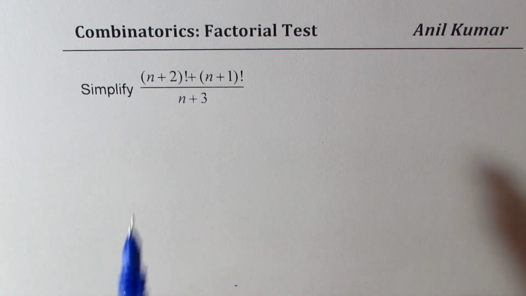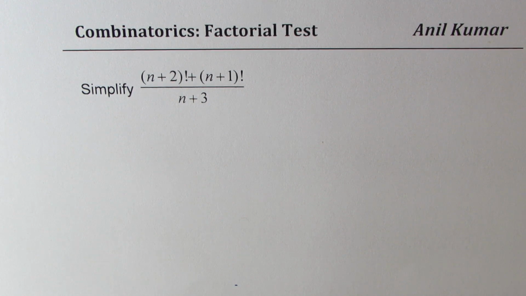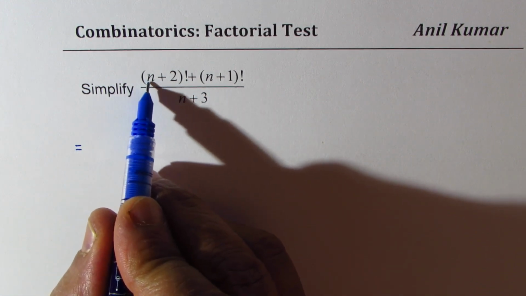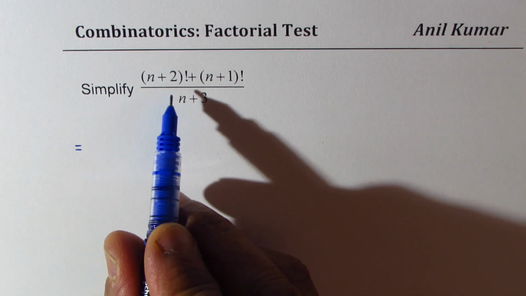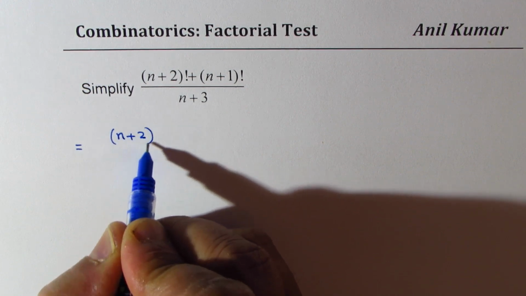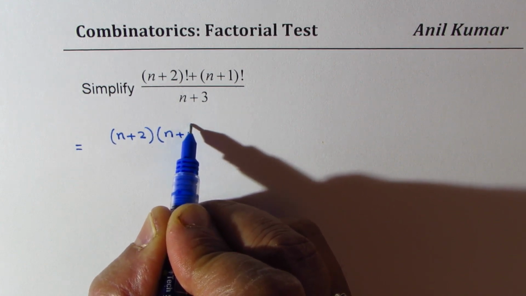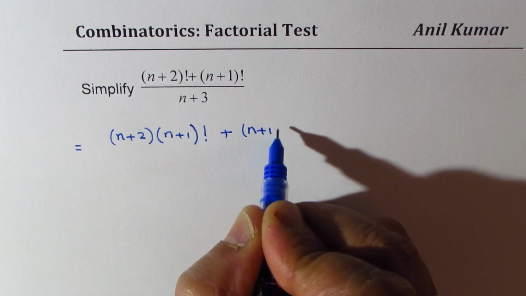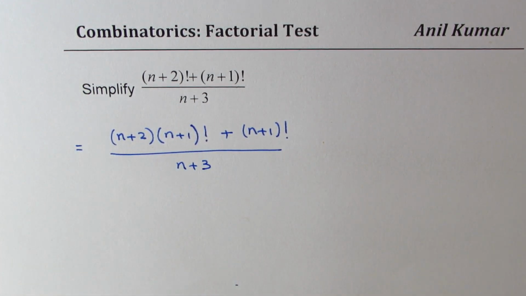We need to simplify n plus 2 factorial plus n plus 1 factorial, divided by n plus 3. You can pause the video, answer the question, and then look into my suggestions. So let's rewrite this function. n plus 2 factorial can be written as n plus 2 times, if I take away 1, I get n plus 1, right? Since we have n plus 1 factorial, we'll stop here. And the other term is n plus 1 factorial. The denominator is n plus 3.